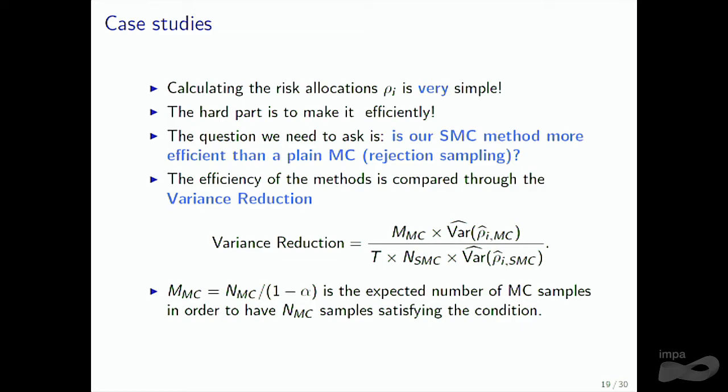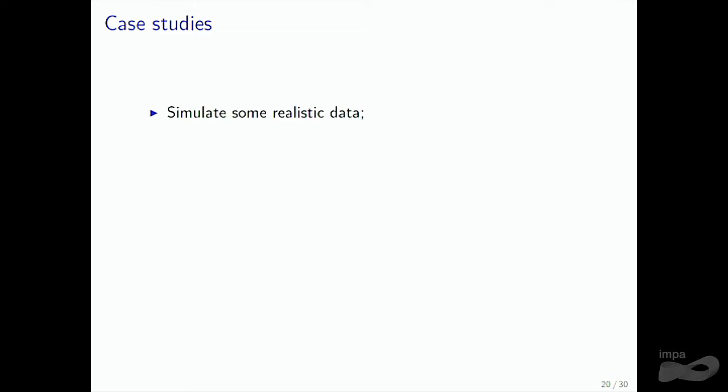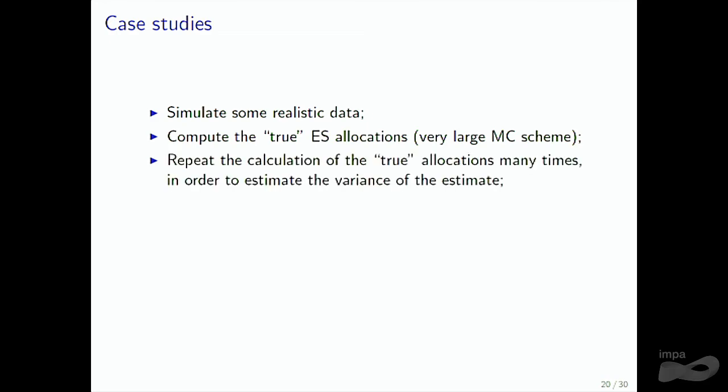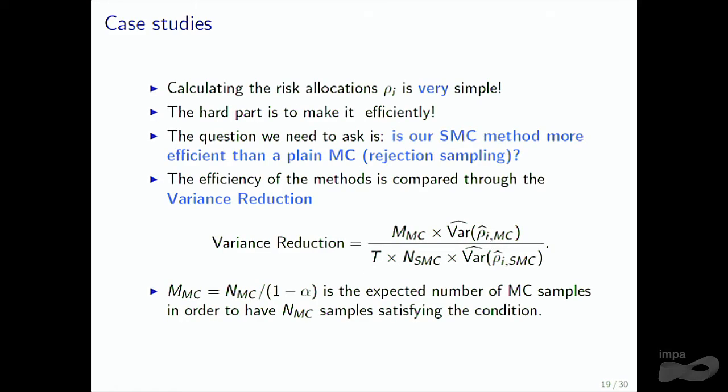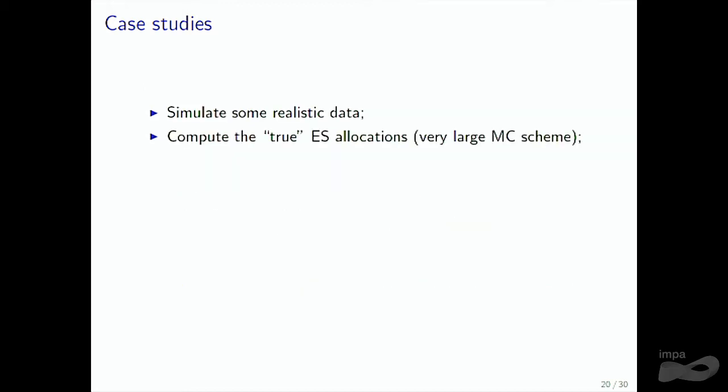All the rest will be out of the space I want, so I'll throw them away. So this is the ratio I want to look at. Just to talk a bit before I finish about the two case studies I mentioned at the beginning. First, I'll simulate some data. I'll compute the true expected shortfall allocation through a very large Monte Carlo scheme to be sure that I'm comparing with something that's correct. I'll repeat this calculation many, many times to estimate the variance of the estimator, which is the thing I care about.